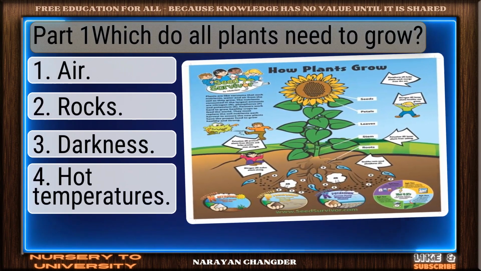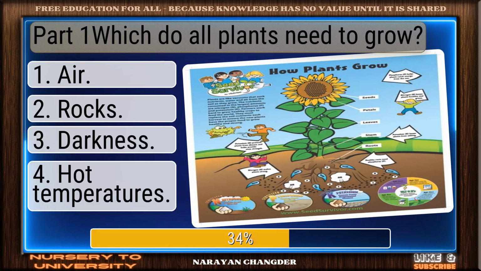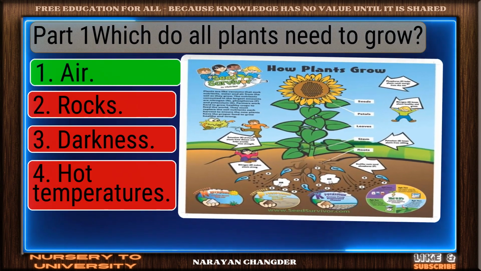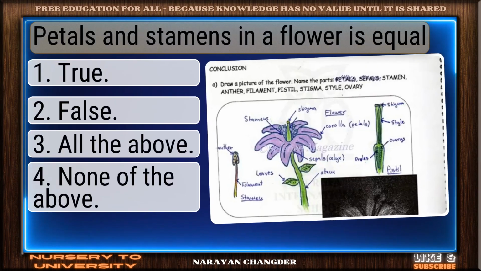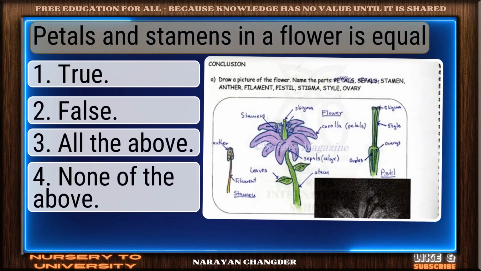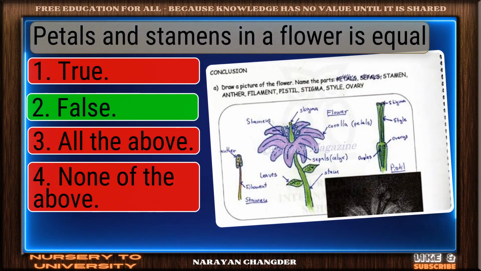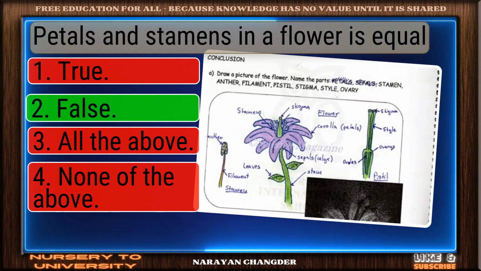Part 1. Which do all plants need to grow? Strong choice. Air is the right answer. Petals and stamens in a flower is equal. Good job. Your answer false works well here.